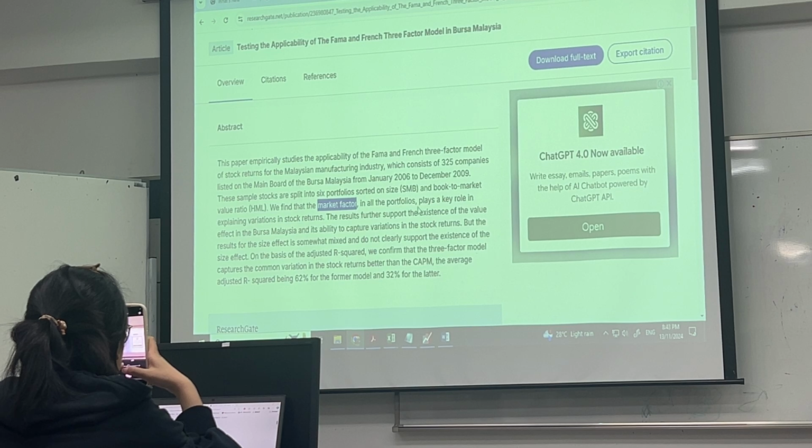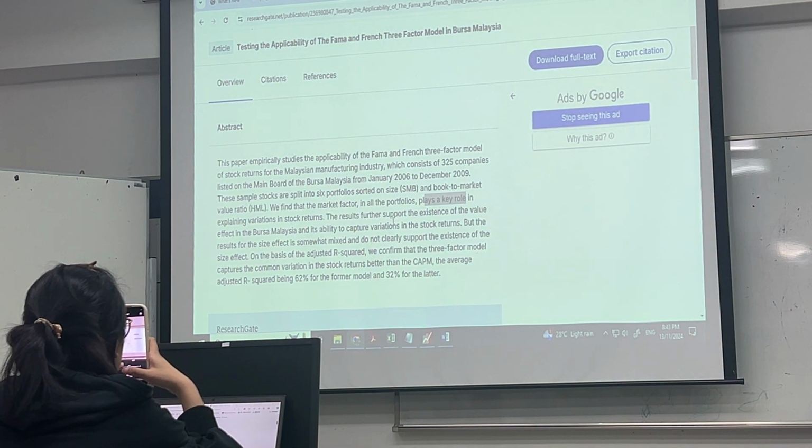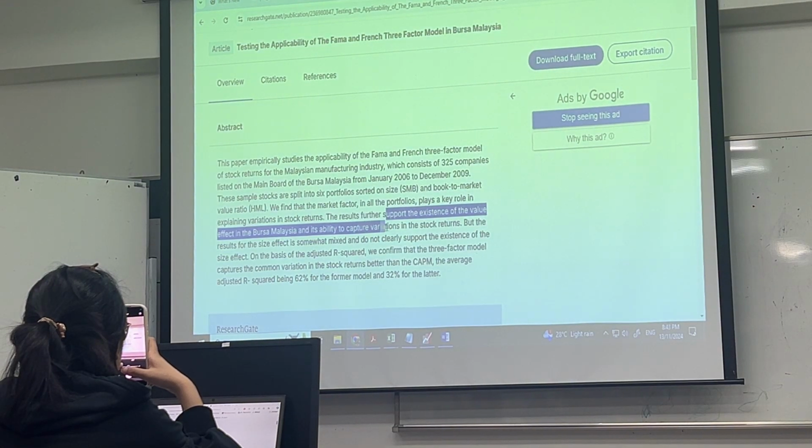Here the P/E ratio means that in their model they found it highly significant, which further supports the existence of the value effect and captures variation in the stock. And then the size effect means the HML and also the SMB, right? The SMB is somewhat mixed because they're doing it for the 325 companies, right?